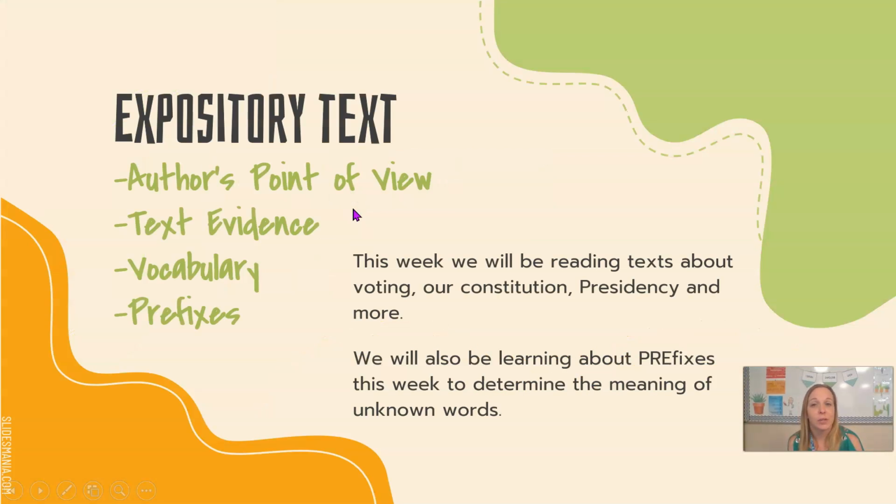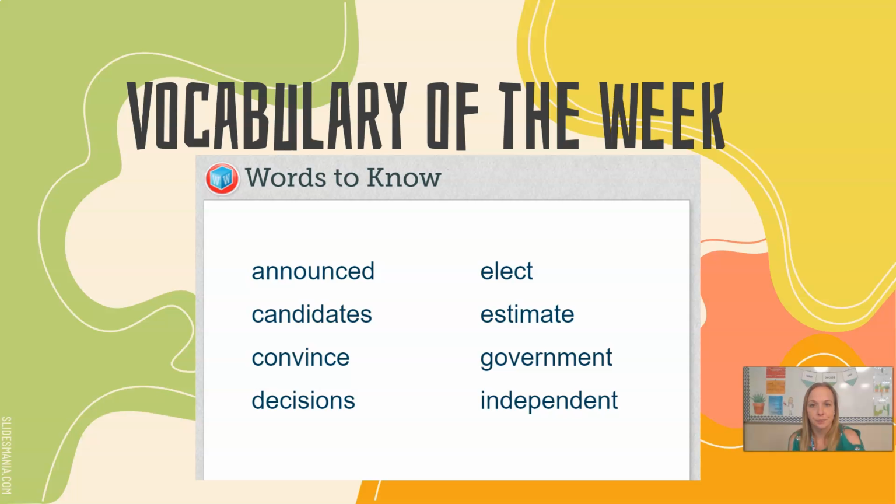All right, remember we are reading an expository text. We are continuing with author's point of view, our vocabulary of the week, and prefixes. We are going to continue on with that all week. Remember our vocabulary of the week? Go ahead and repeat after me. Announced, candidates, convince, decisions, elect, estimate, government, independent.